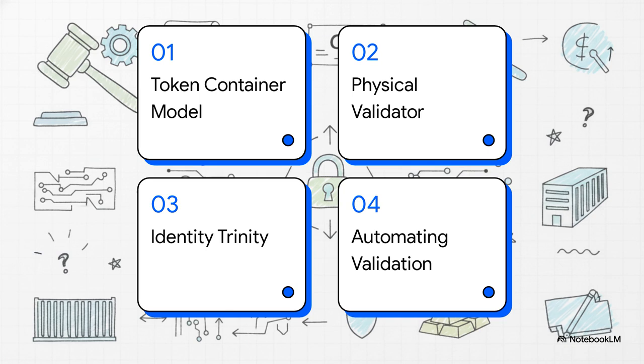Here's our quick roadmap for today. We're hitting the token container model, the physical validator, the SIS01 identity trinity, and finally automating the validator. We're journeying all the way from civil law in Liechtenstein straight to the core operating system of Ethereum.